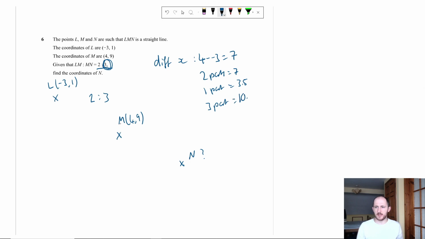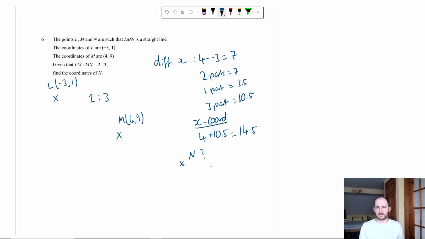Yeah, 10.5. So what that means is the difference in x coordinates from here to here is 7, which means the difference in x coordinates from M to N must be 10.5, because if you look at the ratio, it's 2 to 3. Okay? So the x coordinate of N is just going to be 4 plus 10.5, which is 14.5. That's the x coord. I hope that makes sense.